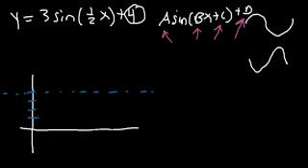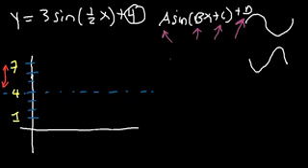Now the amplitude is 3. So from the center point, or the center line, we're going to go up 3 and down 3. So our center is at 4, the max is at 7, and the minimum's at 1. So that's the amplitude, the distance between the center line and the maximum or the minimum.